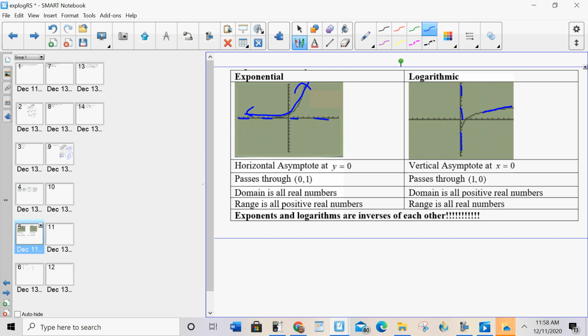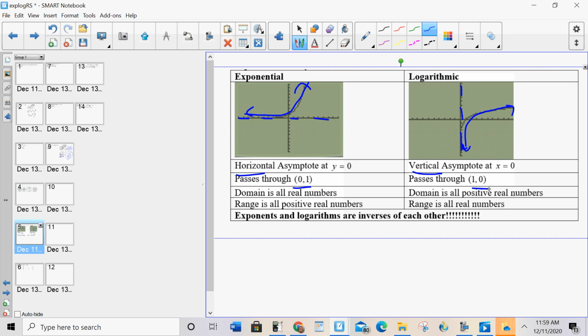Same thing here, so you can't tell it exactly by the calculator picture, but it's getting closer and closer, but never touching. Again, we talked about the asymptote. Exponential is horizontal, logarithmic is vertical, it's opposite. Every non-translated exponential passes through 0, 1. Log is 1, 0, the opposite.